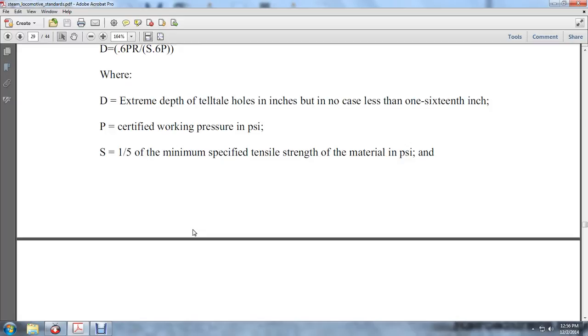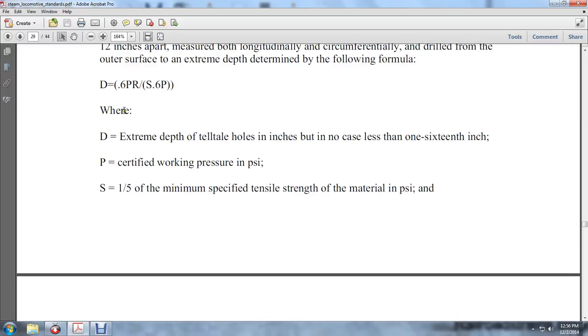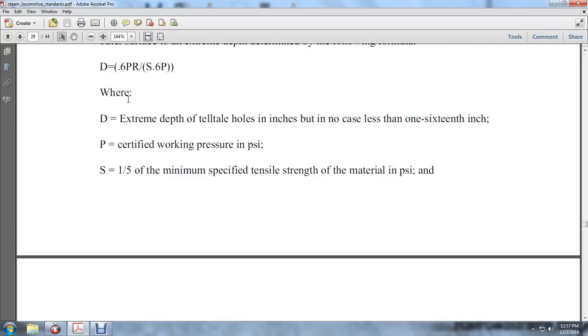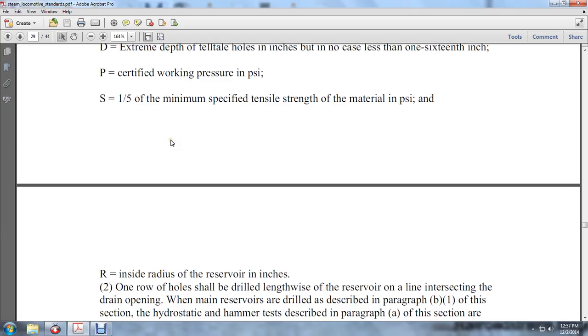So you have D, the depth of the telltale holes, in no case less than 1/16 of an inch, equal to 6 tenths of your certified working pressure times your radius of the reservoir in inches, divided by the minimum specified tensile strength of the material in PSI, minus 6 tenths of the certified working pressure in PSI.